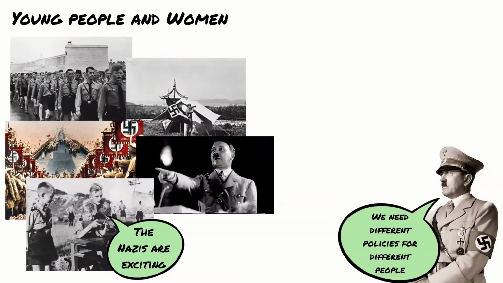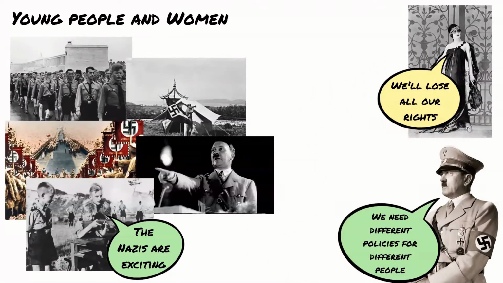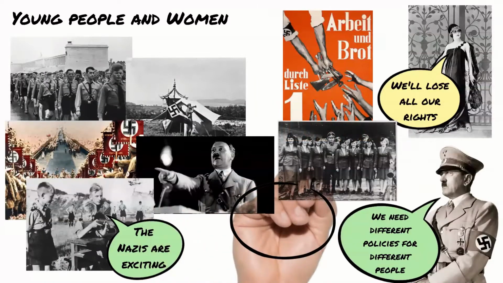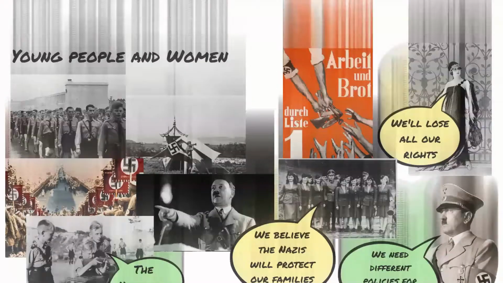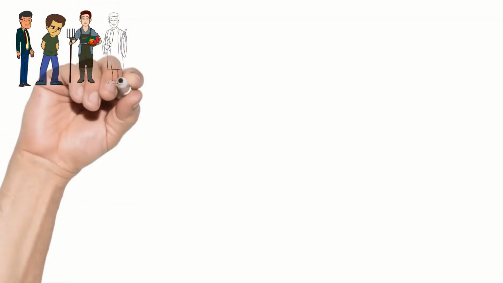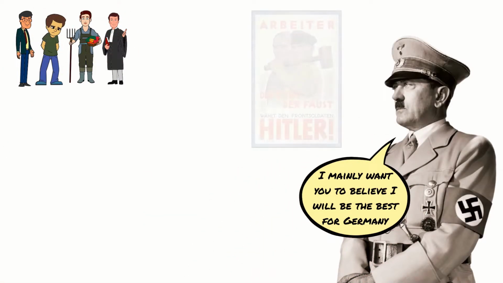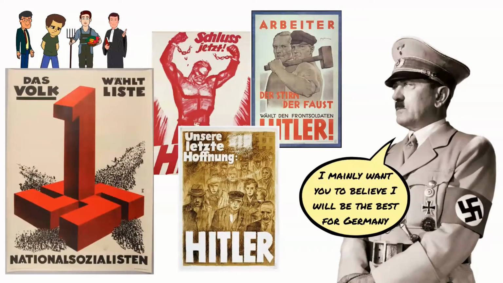Meanwhile, at first, many women did not support the Nazis because they threatened to remove the rights they had gained during the 1920s. But Hitler was able to persuade some that he would support their husbands and sons, and this was enough to convince some women. Overall, although the Nazis did focus their policies on specific groups, Hitler pushed the idea that he was the best for Germany as a whole. He told people that for him, Germany was classless and he wanted to work for everyone. This was a powerful message that convinced many.